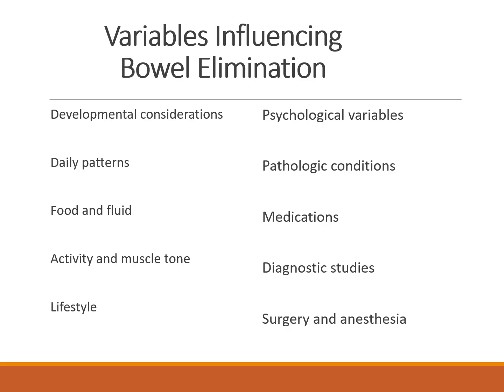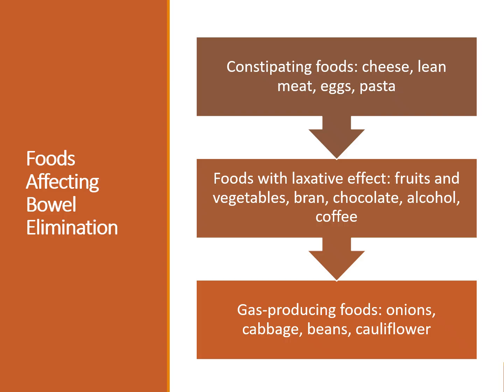And we monitor for when peristalsis starts again after surgery and anesthesia before adding food. And here's a few more foods, information about foods that affect bowel elimination, such as constipating foods: cheese, lean meats, eggs, and pasta may cause constipation. Foods with a laxative effect: fruits and vegetables, bran, chocolate, alcohol, coffee. Some gas-producing foods include onions, cabbage, beans, cauliflower.